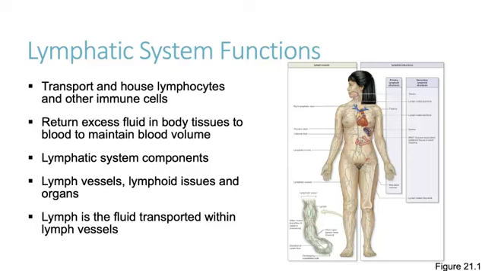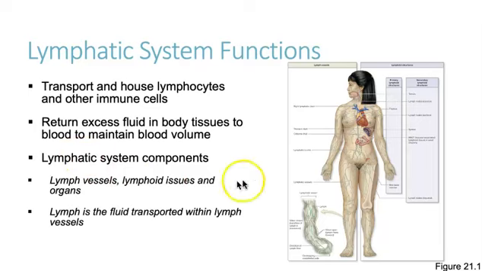We want to transport and house our lymphocytes, which would be your B and T cells, and also our other immune cells within areas of our lymphatic system, whether it's within our primary lymphoid structures, which we'll get into in a bit, or our secondary lymphoid structures. And our job is to return the excess fluid in our body tissues to the blood to maintain blood volume. Otherwise, this fluid would stay within our interstitial tissues and we would form edema.